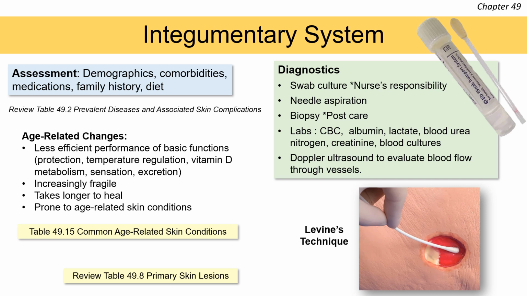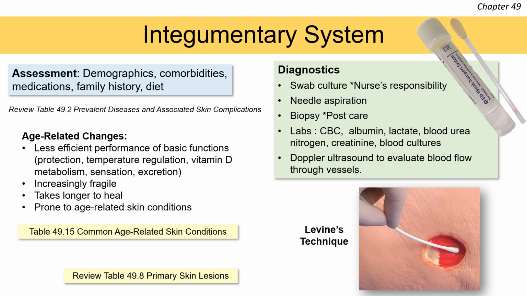We're going to look at labs, CBC, albumin, lactate, BUN, creatinine, and blood cultures. This is to rule out infection, to assess nutritional status. We can see if the patient is anemic. And then we can also do Doppler ultrasounds to evaluate blood flow through vessels. Because if there isn't adequate blood flow, then the skin isn't going to get oxygen and other nutrients it needs to, again, maintain skin integrity.